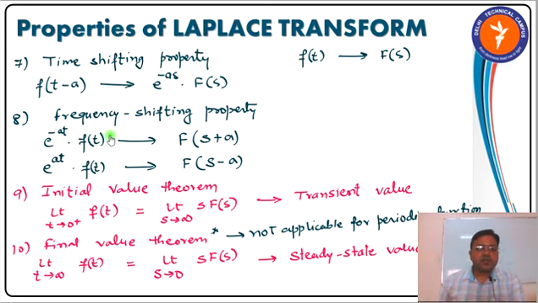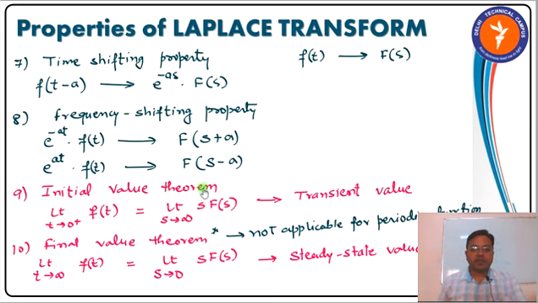Then we have the frequency shifting property. In the frequency shifting property, when we have the function f of t multiplied with e raised to power minus at, then the Laplace transform would be F of s plus a. That is, if we have multiplied by e raised to power minus at, then the negative of it will be added here; the negative of this exponent would be plus a, so it is added here. Now if we multiply it with e raised to power at, then the negative of it will be minus a, and minus a will be added here, so it will be F of s minus a. So we can see that there is a shifting in frequency, so it is the frequency shifting property.